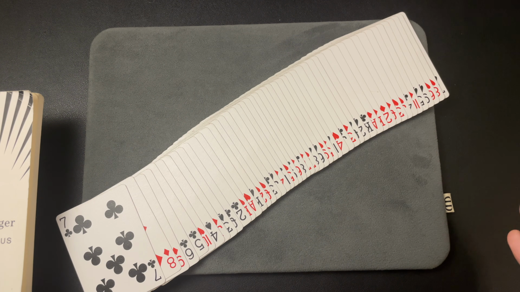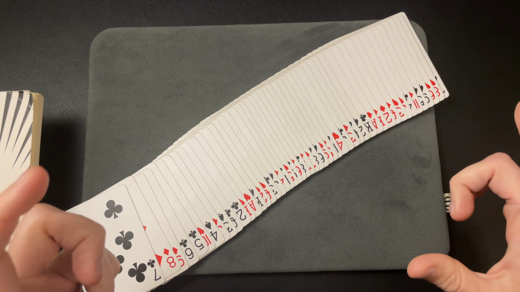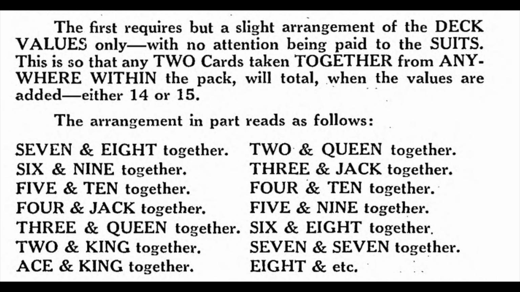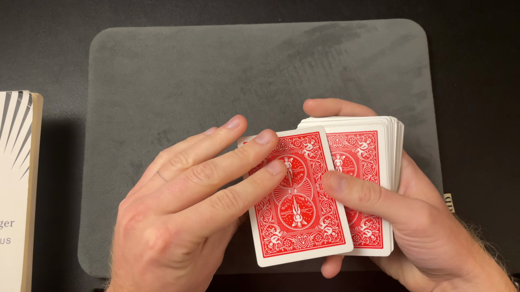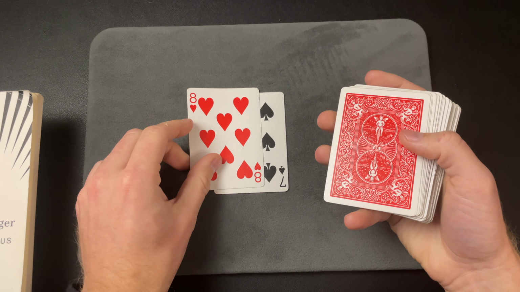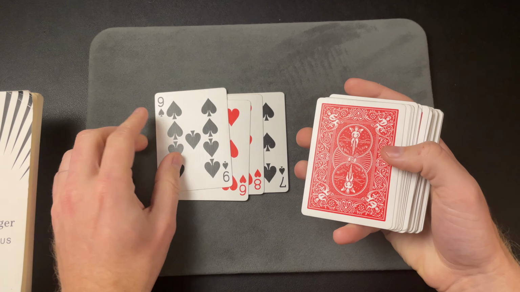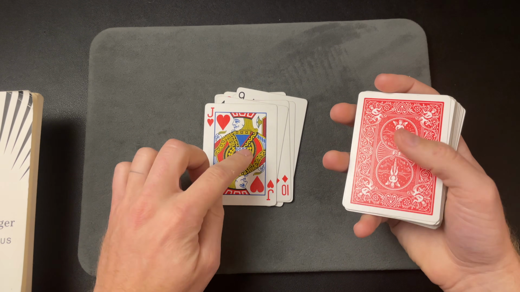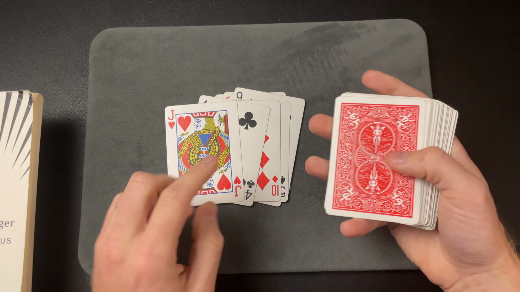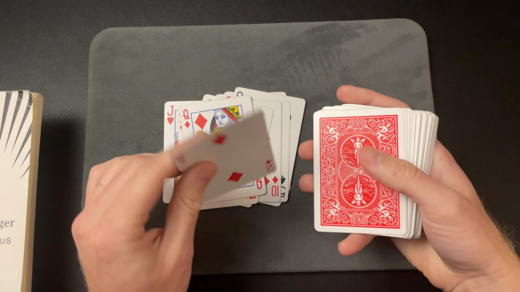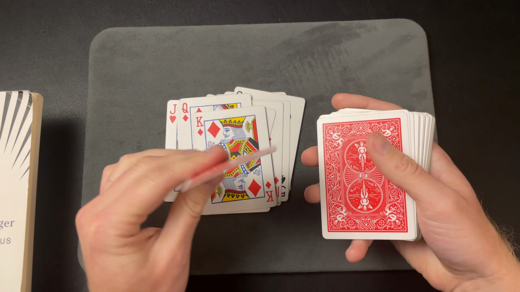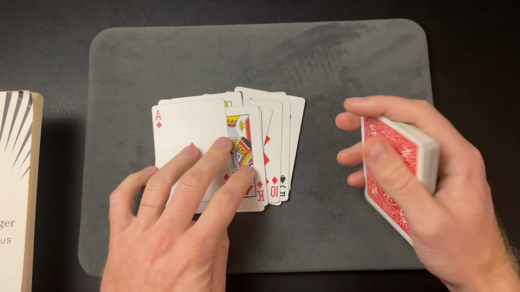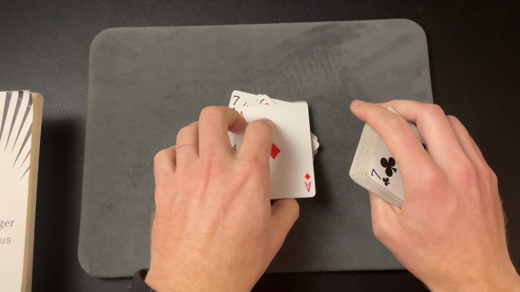So check this out. The deck is in a very interesting stack. Now I'll have a screenshot of how Annemann put it, but the way it is going to work is that no matter which two cards someone takes, it'll add up to 14 or 15. So I'm going to do a quick show of a few examples. We have 7, 8, 6, 9, 5, 10, 4, Jack. So based on the values of Jack being 11, Queen being 12, and King being 13, and Ace being 1, no matter what, it's going to be 14 or 15.